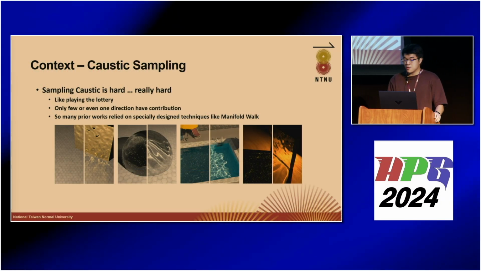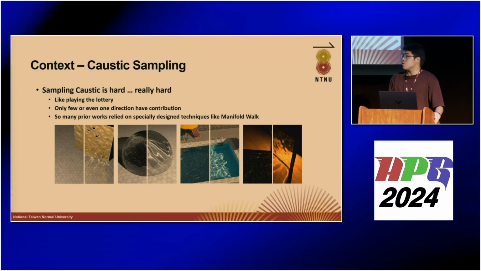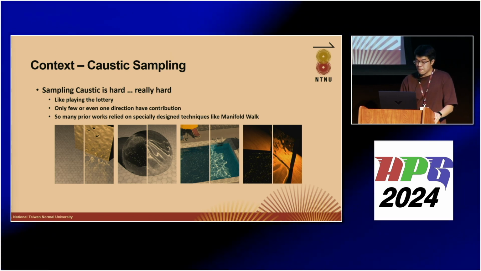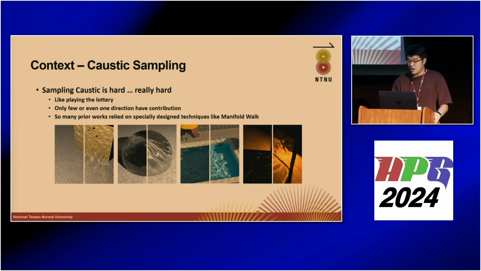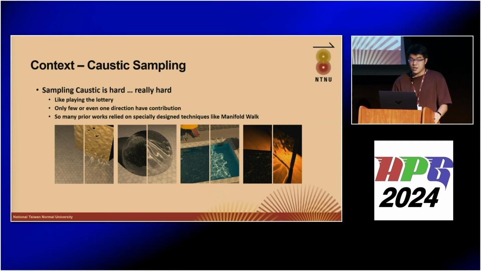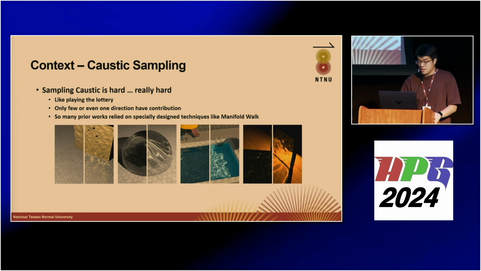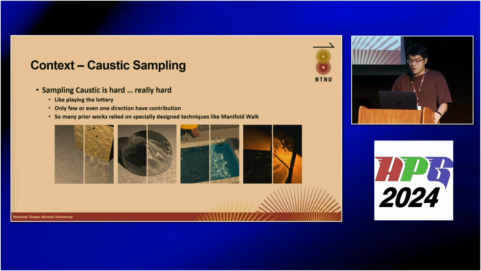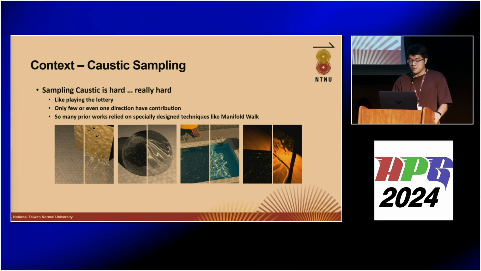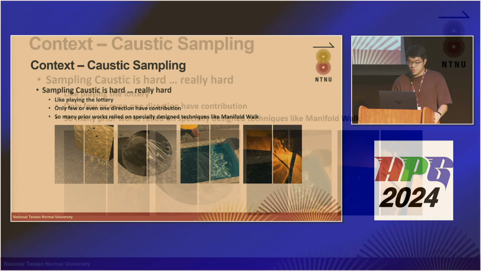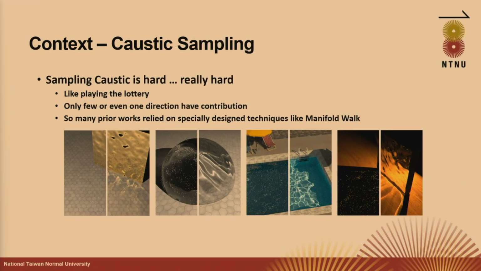So let's first start with the context. The topic we are focusing on is caustic sampling, or more specifically the multi-bounce caustic. And sampling these caustics is hard, especially for methods that utilize random sampling like path tracing. It is because it's like playing the lottery at each bounce, where only a few directions on the entire hemisphere will have the actual contribution, and this normally results in high variance in the final image.